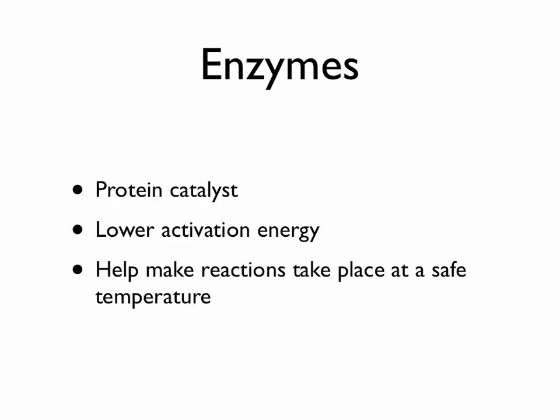Well, enzymes are the reason. Enzymes are the reason that all these chemical reactions can take place inside the cells of your body without lighting you on fire. Enzymes are protein catalysts. They're made of protein, they're catalysts, they help chemical reactions take place, and they do this by lowering the activation energy. They reduce the amount of energy needed to get the reaction started. And they help make reactions take place at safe temperatures so that you don't have to worry about a bunny spontaneously lighting on fire, unless you want it to.